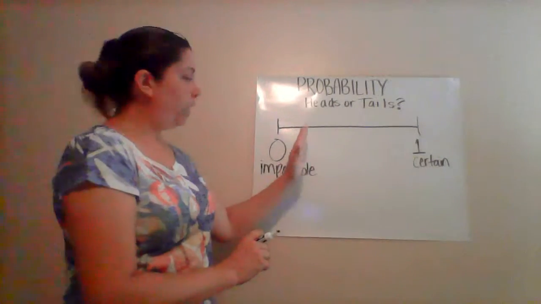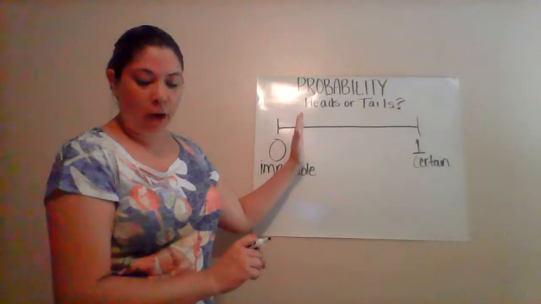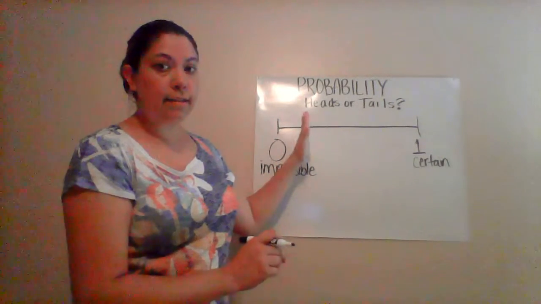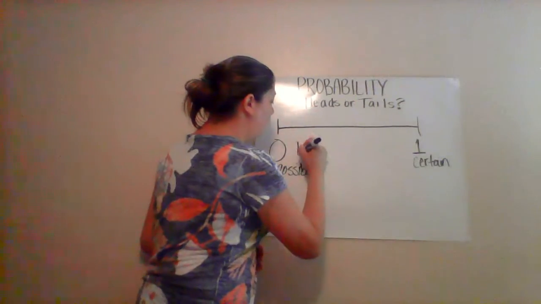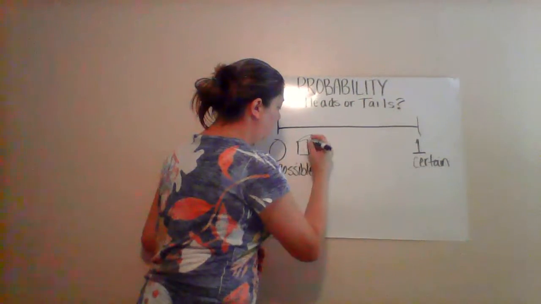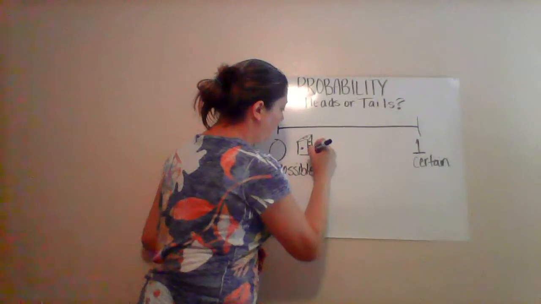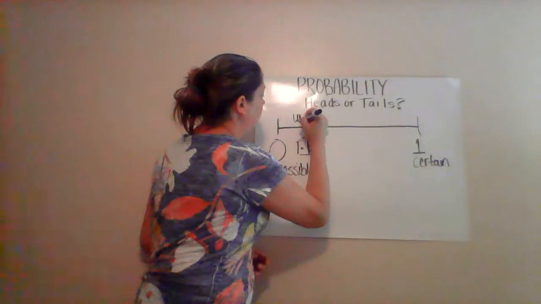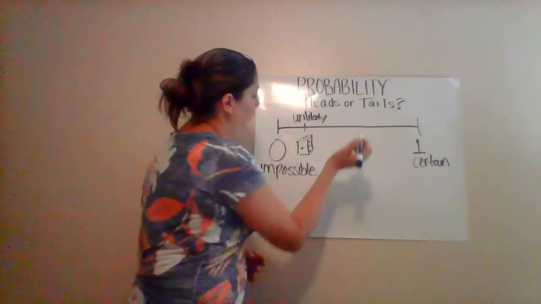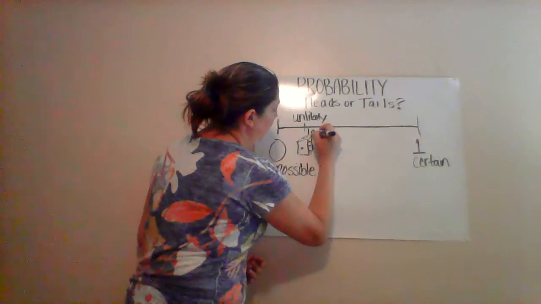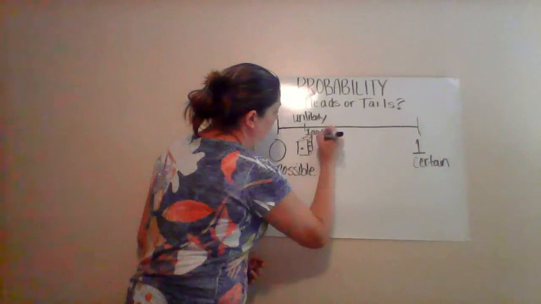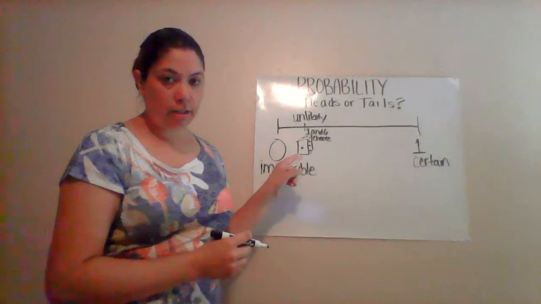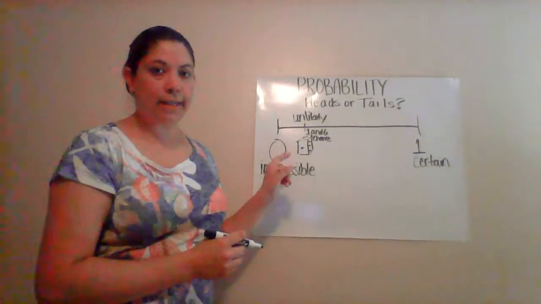If we had an unlikely event, maybe it would be like a 1 out of 6 chance. We could draw a dice, because the dice has 6 sides. So this would be unlikely, because you have a 1 in 6 chance. You only have 1 out of 6 chances to roll one of those numbers on that dice.